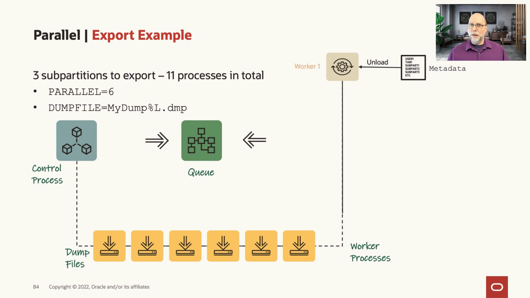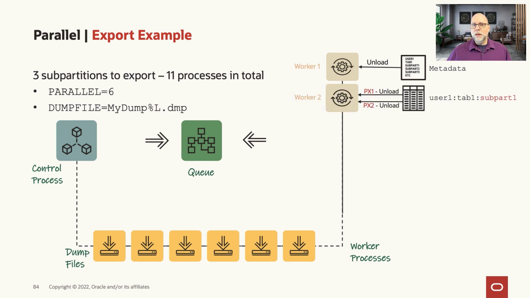And we're using a wildcard so that you get parallel dump files, which is the right thing to do. Now, how many processes would you expect to get out of this example when you said parallel 6? The answer might surprise you, because what you'll get, first of all, is the control process. So that's 1. And then you have 1 process that is unloading the metadata in this case.